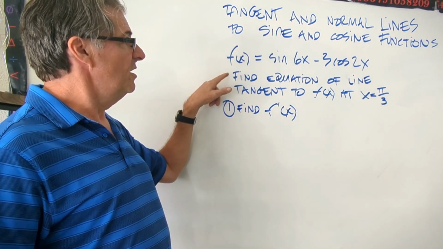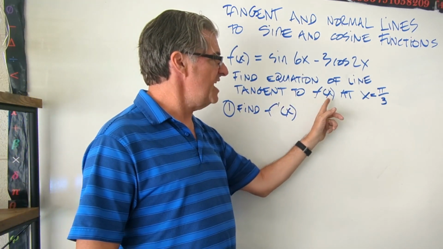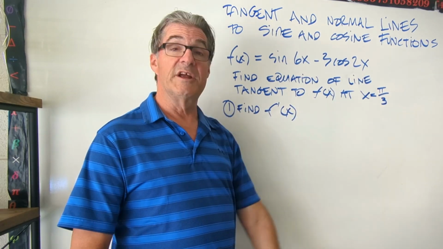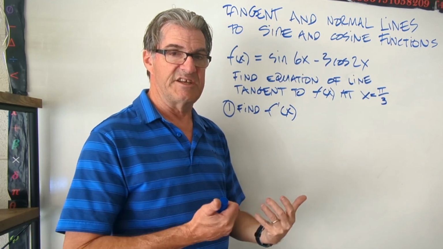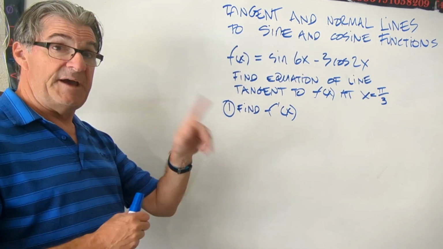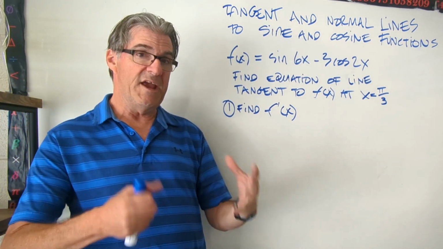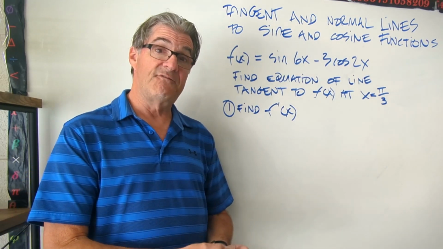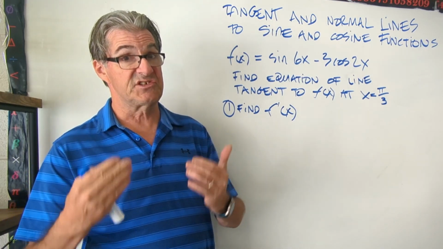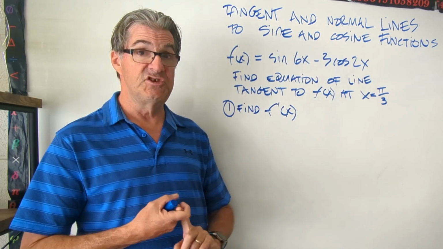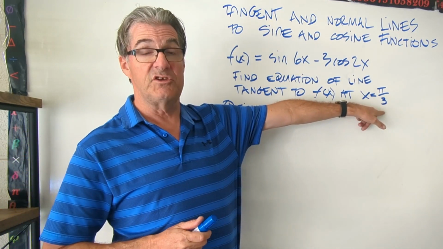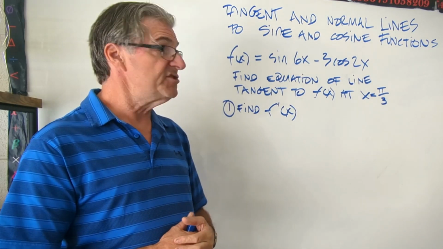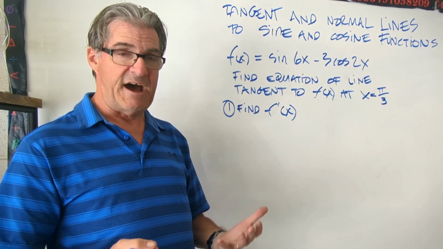Now, here's our prompt. Find the equation of the line tangent to f of x at x equals pi over 3. First thing you notice here, we're in radians. So that's nice. Radians are nice and convenient. So, step 1. As you recall, the way we find the equation of the tangent line is we take the derivative of the function, and that's going to give us the slope of the tangent line. And then we're going to have this point here that we can use with the slope and the point. That'll help us get the equation of the tangent line. So that's the broad outlines.